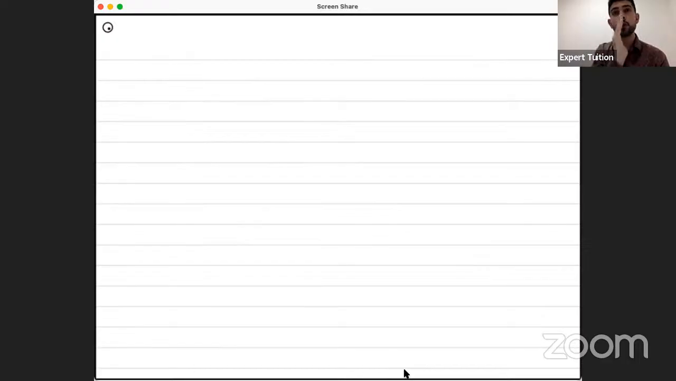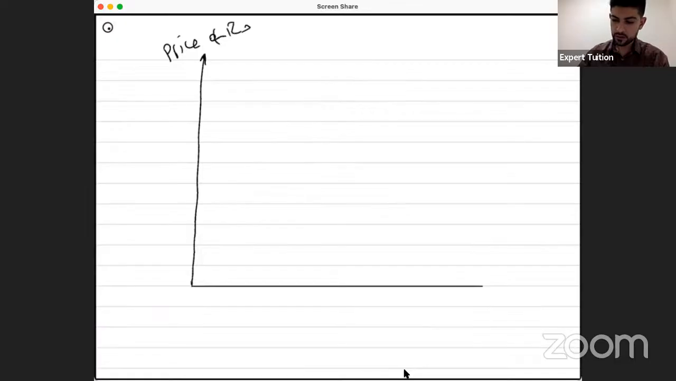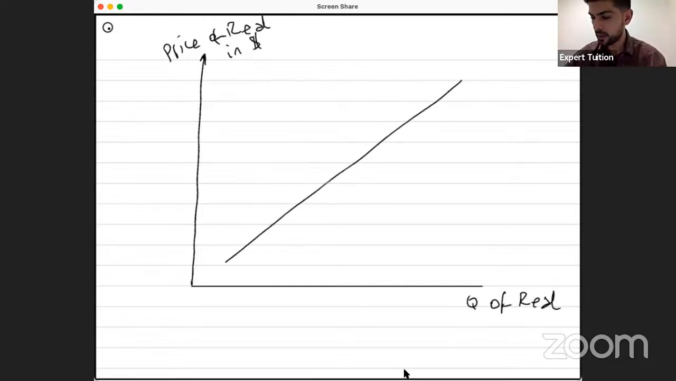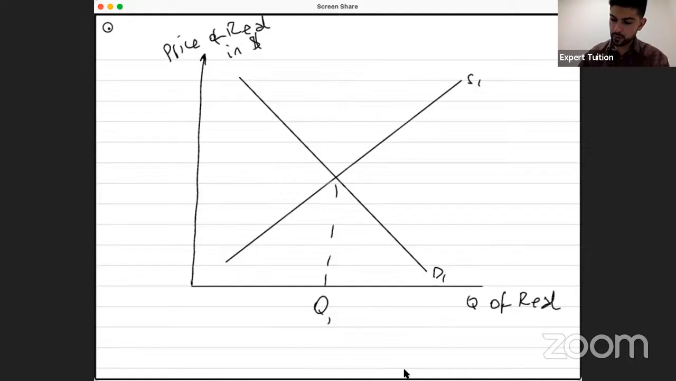Yeah. You now draw the diagram. So I'll quickly draw it on my board. So we're going to have price of real in, let's say, dollars, and the quantity of real. Okay. And we just have simple supply and demand. Here's supply, S1, D1, Q1, P1. And remember, what I want to do is make my currency weaker, yeah?